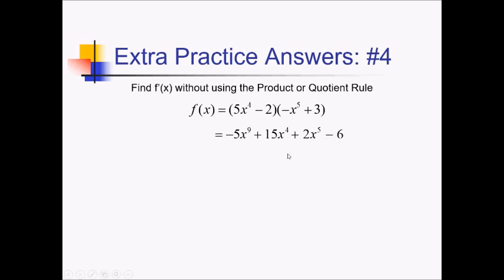Just using my power rule now from left to right, I've got negative 45x to the 8th, and then this will be 60x to the 3rd, 10x to the 4th, and that minus 6 is just going to become a 0, so we won't bother writing it. And there's our derivative.